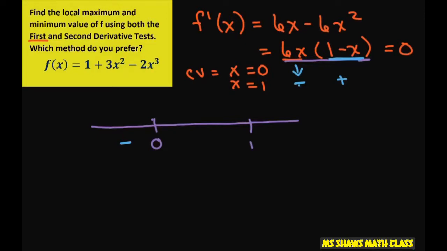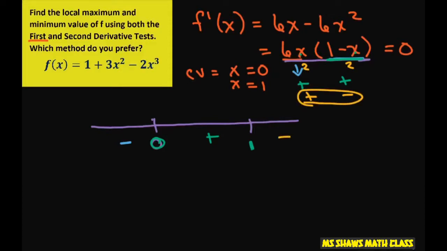Now let's plug in, let's say 1/2, because 1/2 is in between 0 and 1. So when I plug in 1/2, I get positive here. If I plug in 1/2 in this factor, I get also a positive. So a positive times a positive is a positive. Now let's plug in, say, 2. So if I plug in 2 here and 2 here, I'm going to get a positive and a negative. A positive times a negative is a negative.